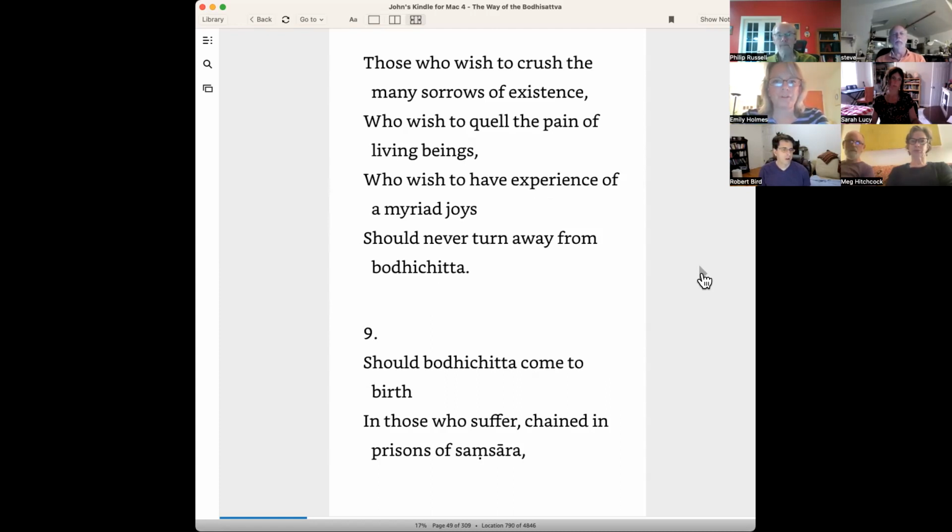Those who would wish to crush the many sorrows of existence, who wish to quell the pain of living beings, who wish to have experience of a myriad joys, should never turn away from bodhicitta.